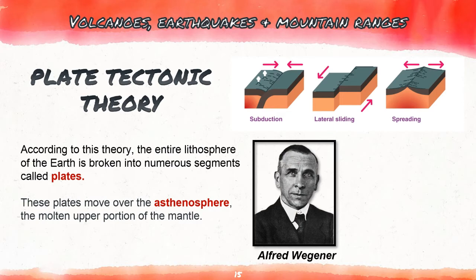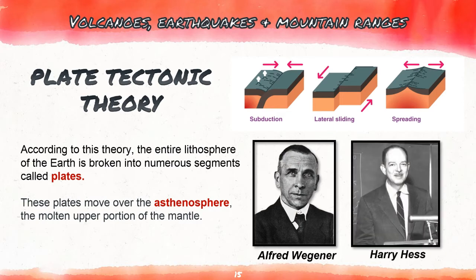These are the scientists who contributed to the plate tectonic theory. The first one is Alfred Wegener, who popularized the continental drift theory. Once there was a large supercontinent known as Pangaea, and as time passed, this supercontinent divided into pieces that moved away from each other. It was supported by Harry Hess in his theory of seafloor spreading.